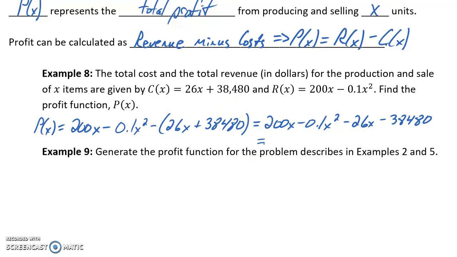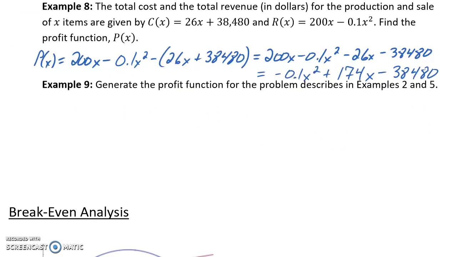Then we can look at combining any like terms, which will give us negative 0.1x squared plus 174x, which comes from taking the 200x minus 26x, minus 38,480. And that's our profit function for this example.